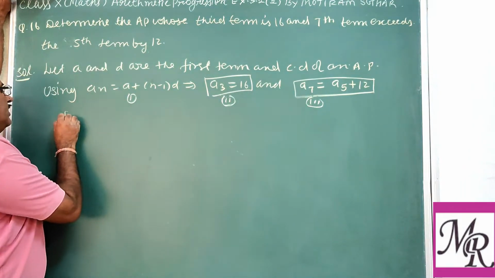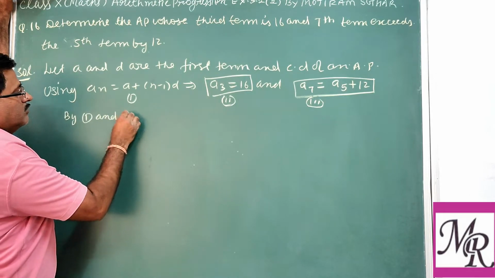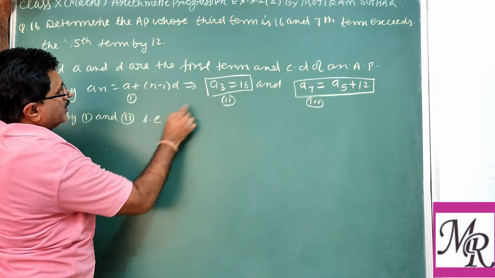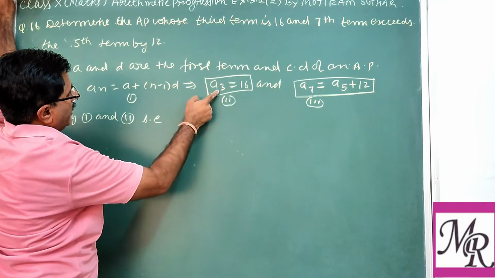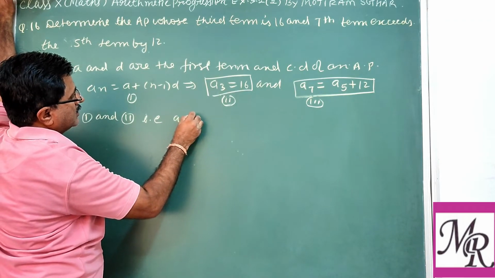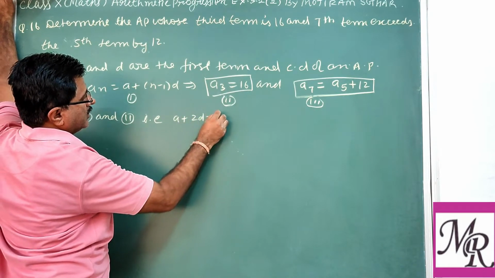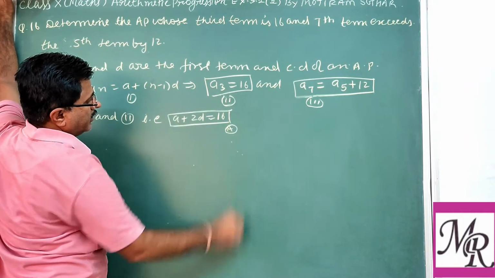So using the general formula, A3 is given as 16, and for A3 put n equal to 3, so A plus 3 minus 1, 2D, equals 16. This is equation number A.